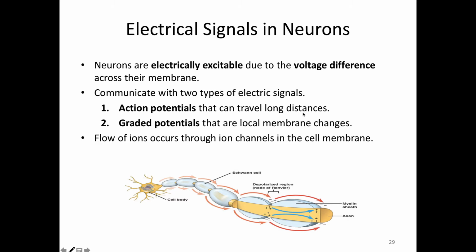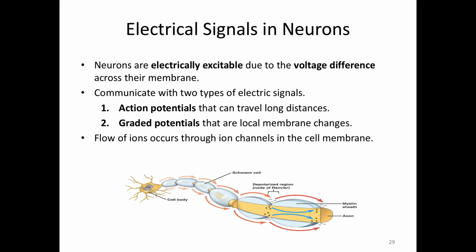So neurons are electrically excitable due to the voltage difference across their membrane. And if you want to know more about how you set up and maintain a resting membrane potential, go watch the video I made on that very thing. And we're going to get more into it in this PowerPoint as well. So if you're the kind of person who learns better by looking at PowerPoint slides, this might be more up your alley, but both of those resources are available to you.